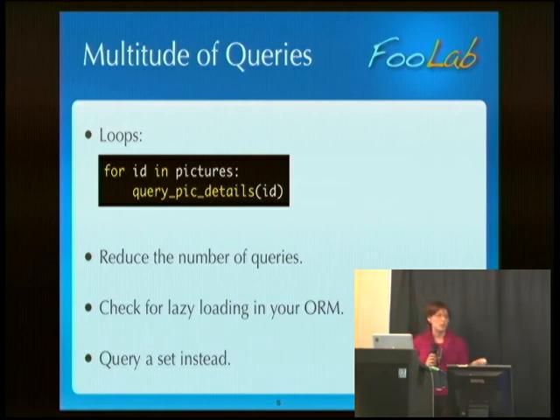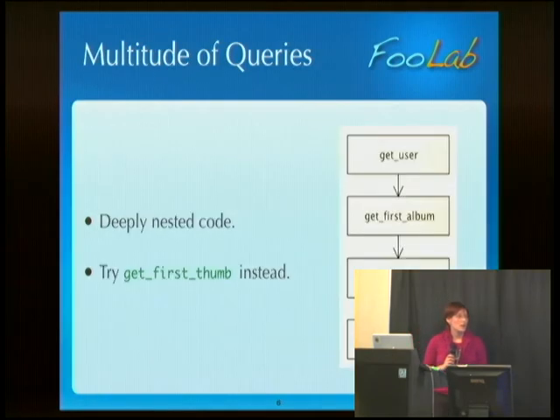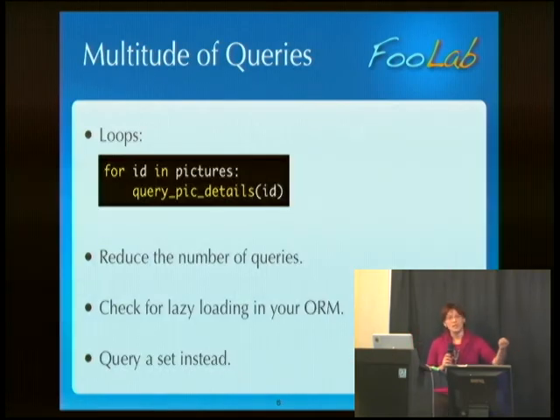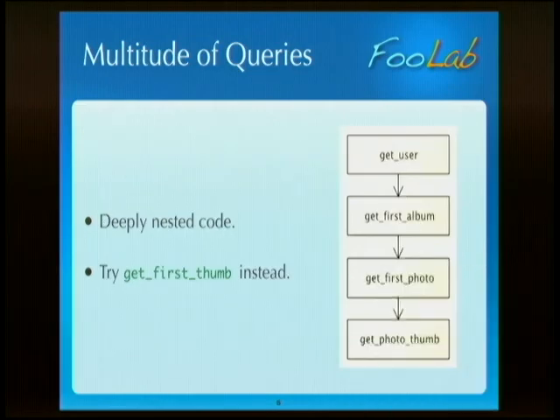So reduce the number of queries. You can check for lazy loading in your ORM. You can remove that and make sure that you actually craft your queries properly and return a set instead of going out and making, I don't know, maybe 25 extra queries for nothing. So always query a set. Well, this example is query pic details. I'm going to talk about albums and pictures as an example of data.